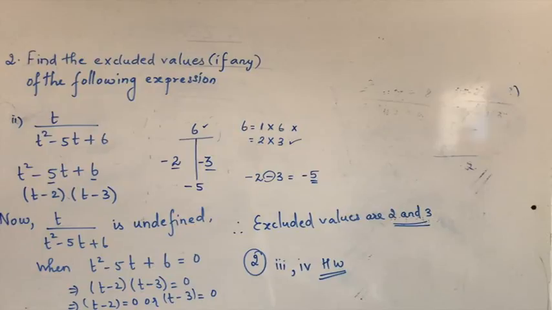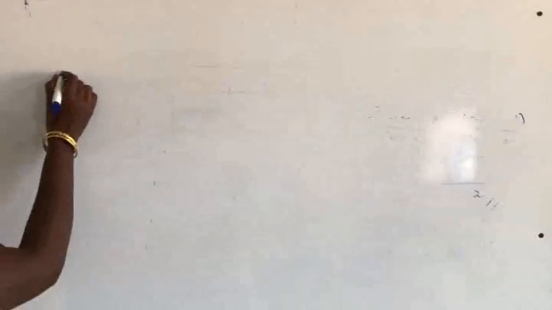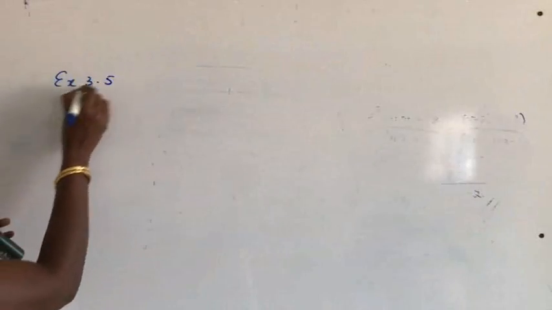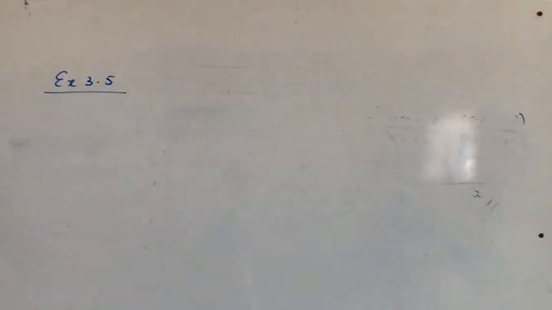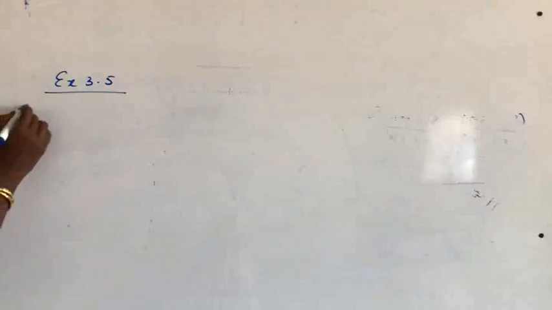So we have completed our exercise 3.4. Just try out the sums and practice them so that you will be clear with exercise 3.4. Now we are going to move to exercise 3.5. Under exercise 3.5, we are going to see how to simplify.